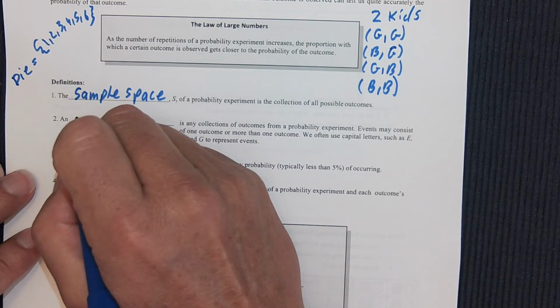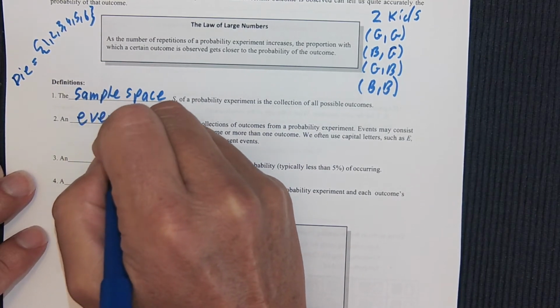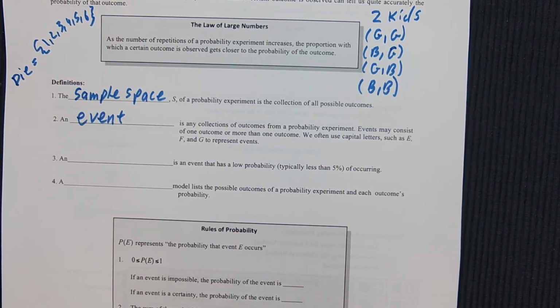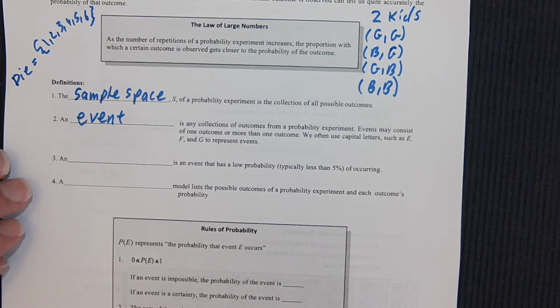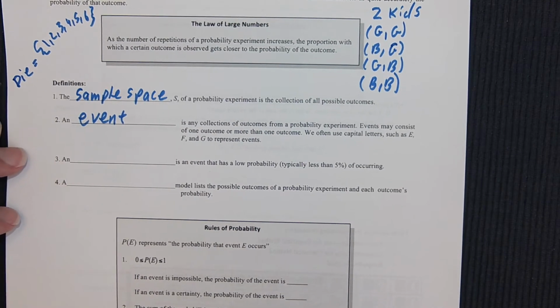An event is any collection of outcomes from a probability experiment. Events may consist of one outcome or more than one outcome. We often use capital letters such as E, F, and G to represent events. And again, these definitions won't make a lot of sense till we start using them.